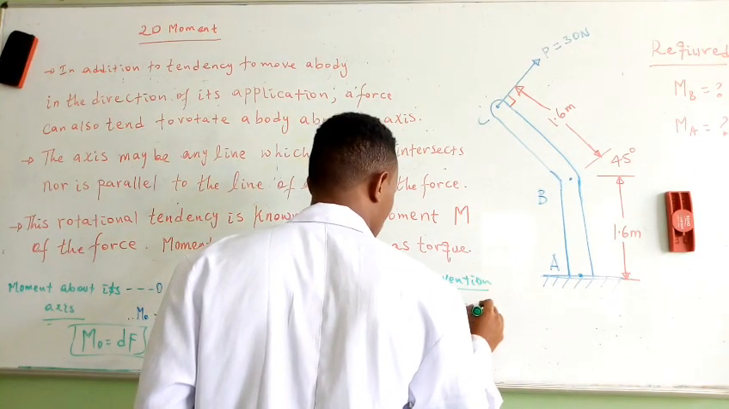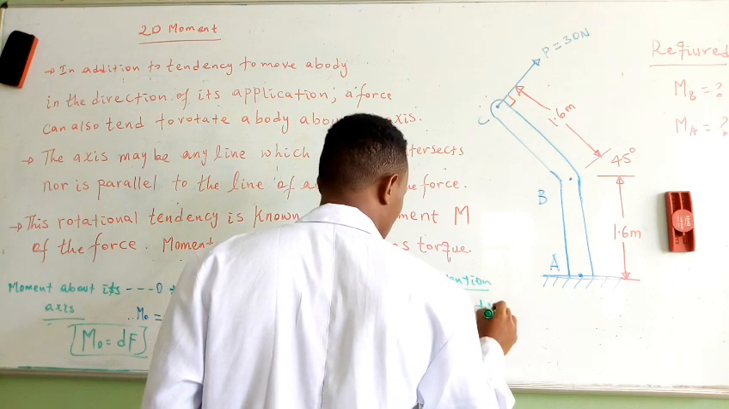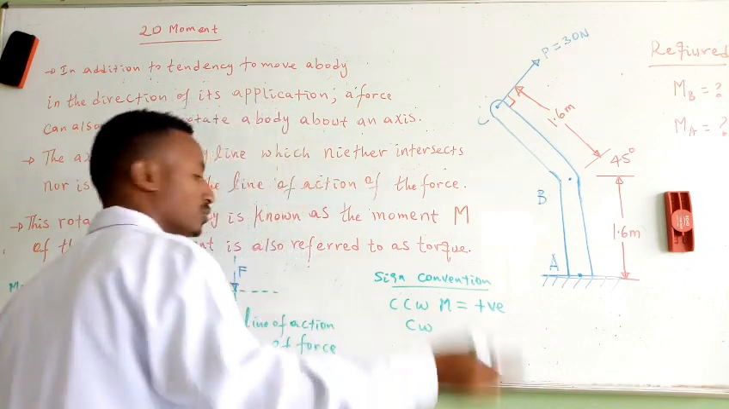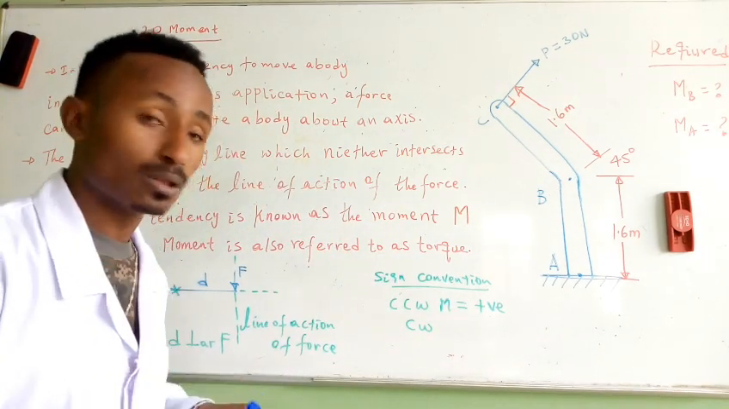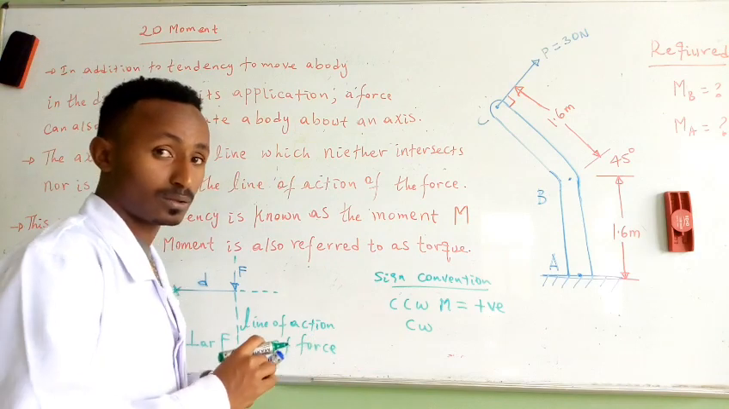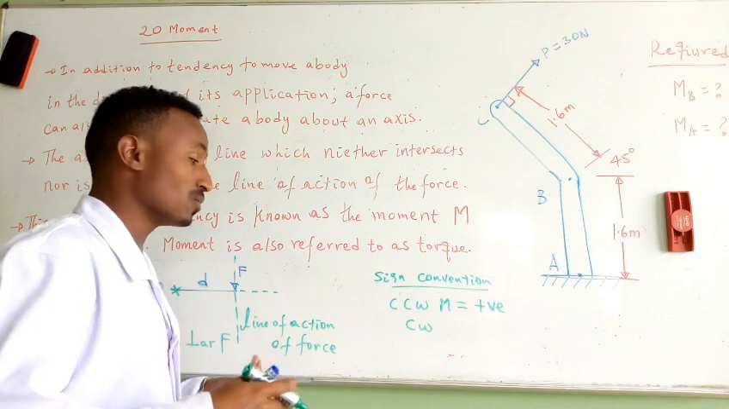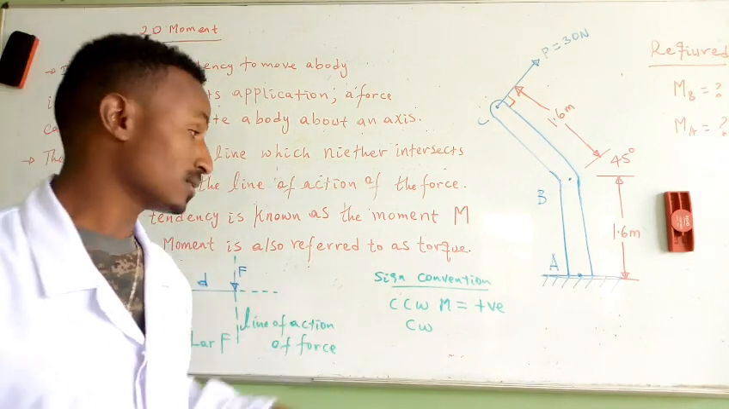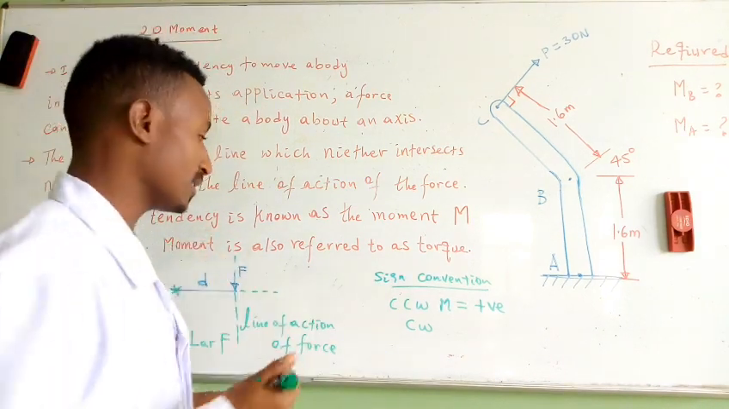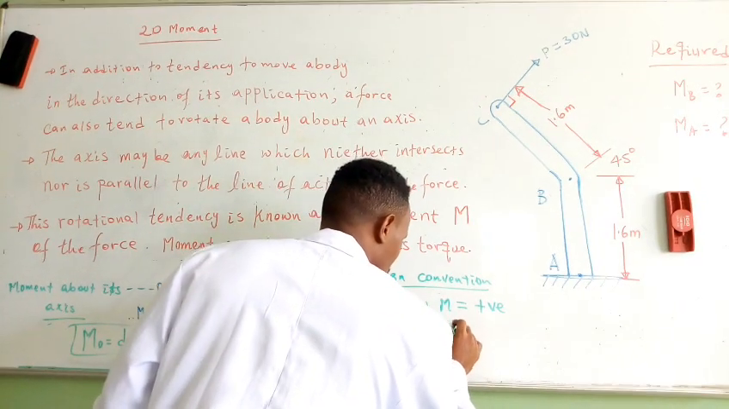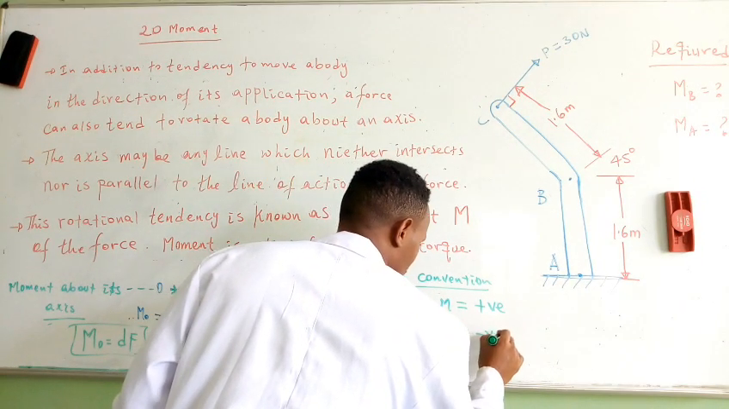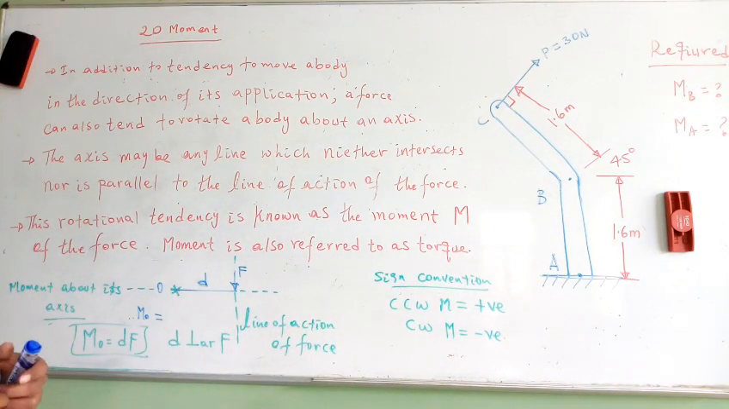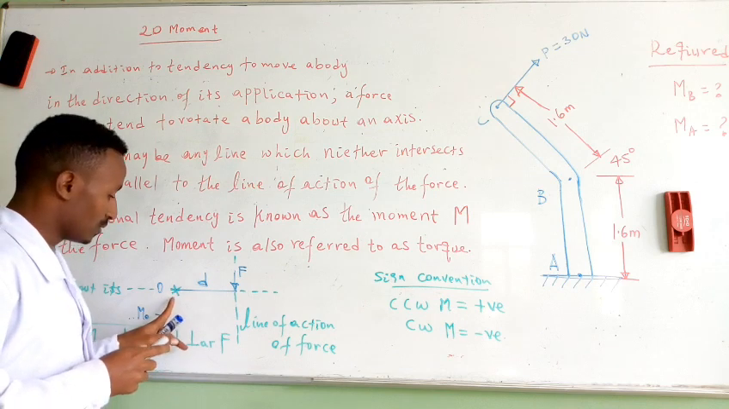It is equal to negative, not positive, and clockwise movements are opposite to the directions of counterclockwise. That means when the direction is clockwise, we say the moment is negative. We put negative, this is the sign convention.